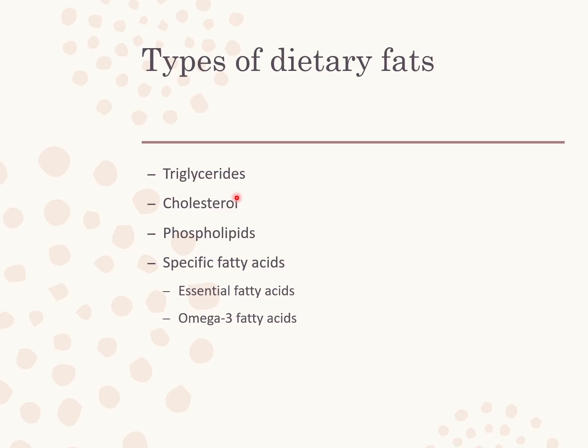We also consume cholesterol. You've probably heard of some foods that are high in cholesterol, such as red meat and eggs, which are 2 examples. So we'll take a look at what that is. We also have phospholipids, which are going to be super important for us when we take a look at cell structure and some different functions within the body.